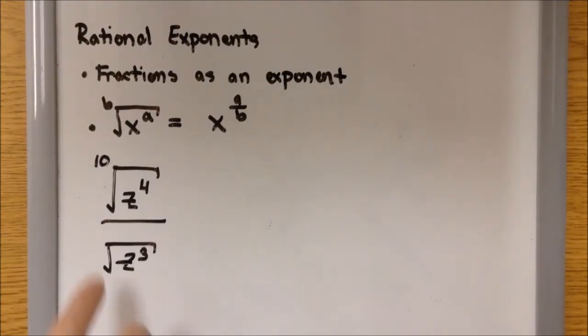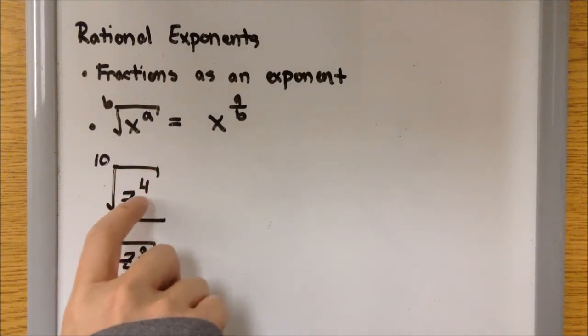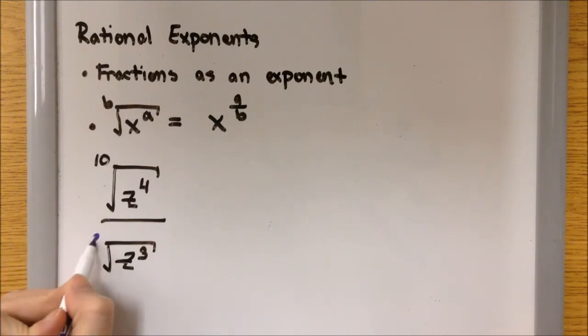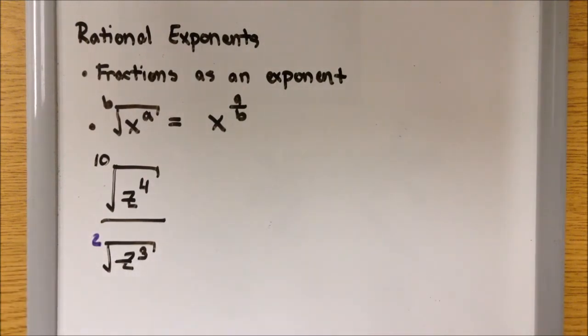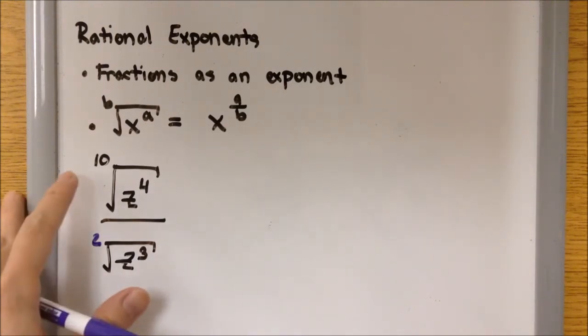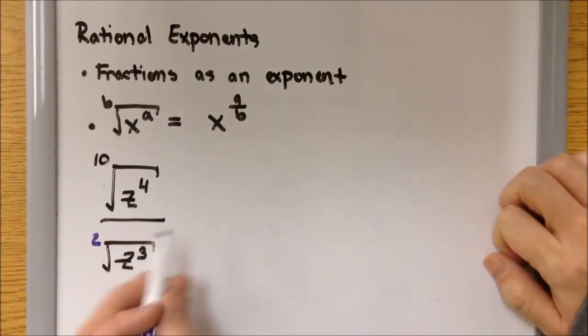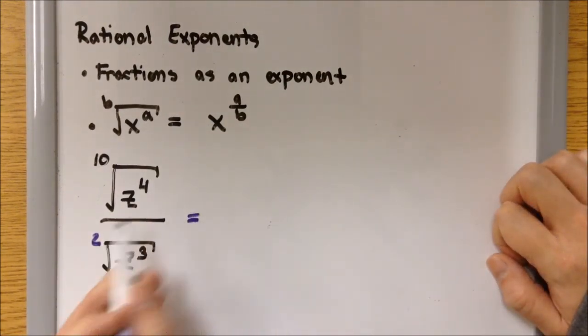In this last example, we have the 10th root of x to the 4th power over the square root. Now when you don't have any visible index, it's just an invisible 2. The square root of z to the 3rd power. So again, the 10th root of z to the 4th power over the square root of z to the 3rd power. Again, we're just going to rewrite it as rational exponents.